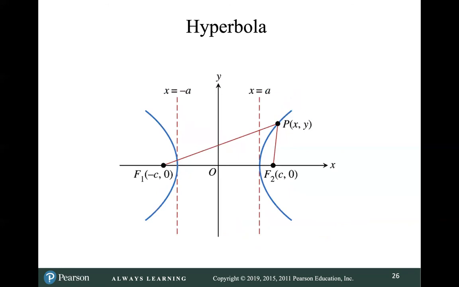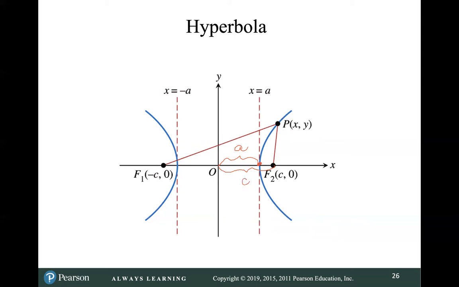We still have values A, B, and C. For an ellipse, we found those by the distance from the center to the vertex being A. That's still true. Center to the vertex is A. But now for B, it's going to be related to the slope of an asymptote. I'm going to talk about that a little bit later. But we can still say that our distance from the center to the focus is C.